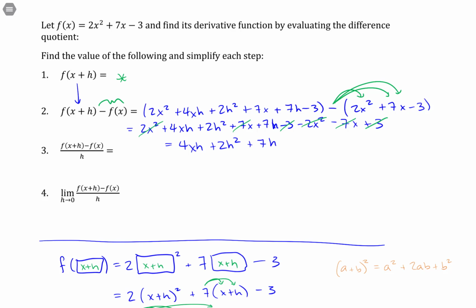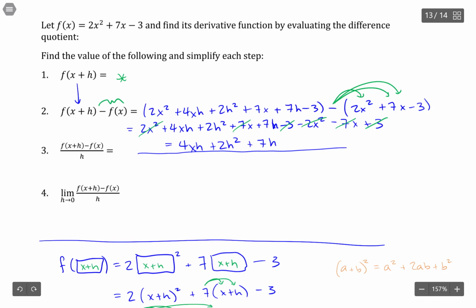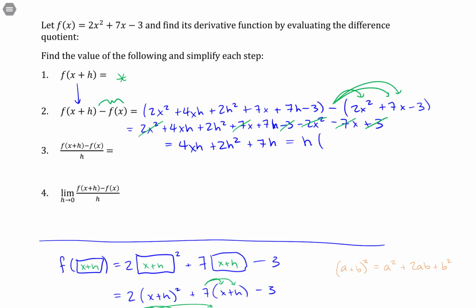Now I know everything's getting a little cramped on screen here, but for part 3, I'll just put a little line here for part 3. I'm going to take that result and divide it by h. So effectively, what happens is, if you'll notice, in all of these terms, there is a factor of h. And therefore, h is a common factor of all those values. So that leaves me with h times 4x plus 2h plus 7.